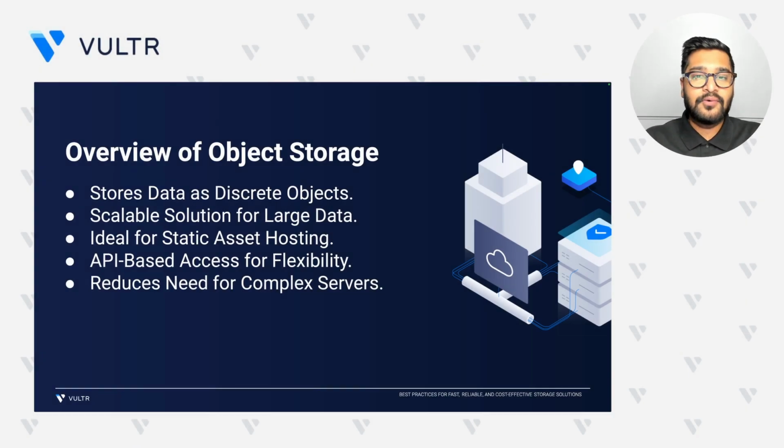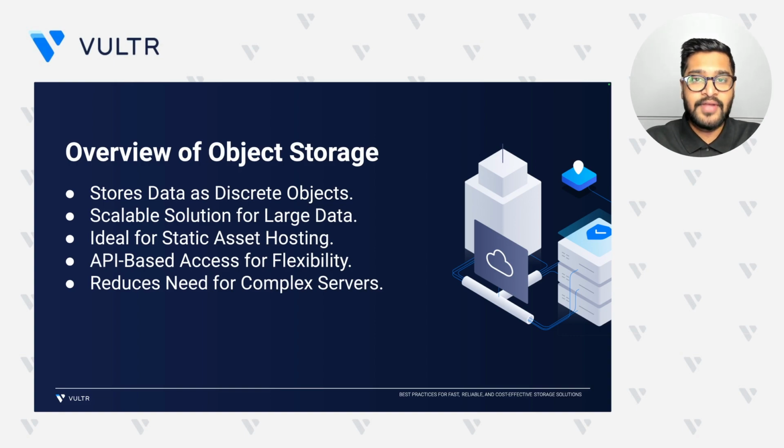Let's start with an overview of object storage and why it's ideal for static assets. Unlike traditional methods that store our data in a directory-like structure, object storage saves our data in individual objects, which means each individual object has its own metadata, which makes it highly scalable and ideal for vast amounts of data. Because there is no directory-like structure, it becomes easy to retrieve and manage our data.